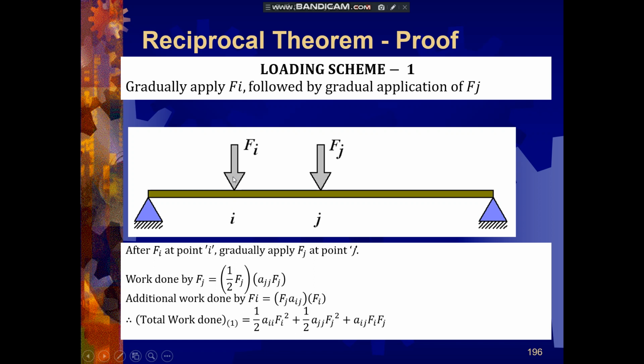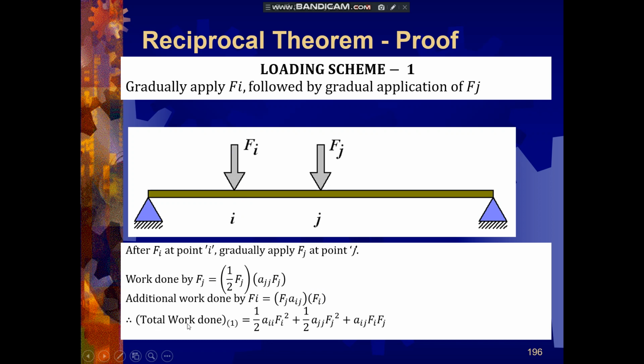Now that additional work would be equal to this force Fi, because it is already at its final magnitude. That force Fi multiplied by the deflection at location I under the influence of this force Fj. Now the deflection at I due to force Fj is going to be Fj multiplied by the cross influence coefficient Aij. So this is the deflection or displacement component, and when we multiply this by the force Fi, we get the additional work done by Fi.